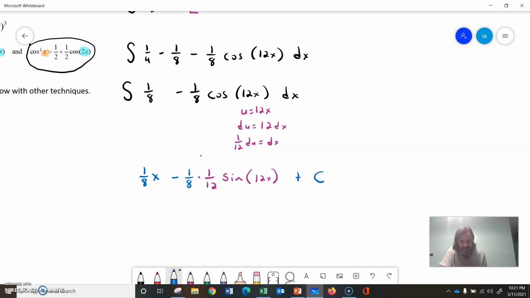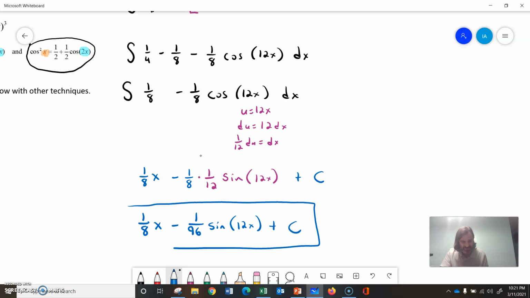Now that's definitely not in the prettiest form. So let's clean it up just a little bit here. So we should have 1/8 x minus 1 over, I believe that's 96 sine of 12x plus c. So I'm going to check my answer. If it's a small mistake, I'll come back and correct it and talk to you about it. If I don't come back, you'll know it was right.